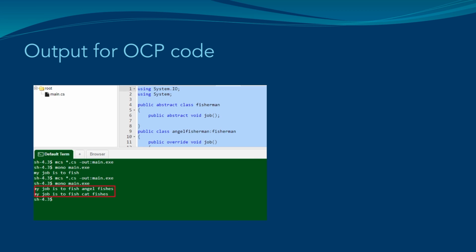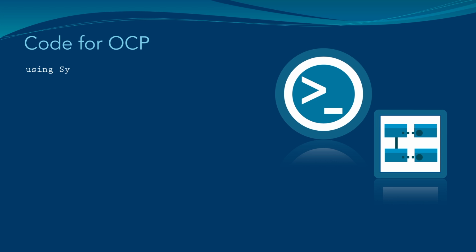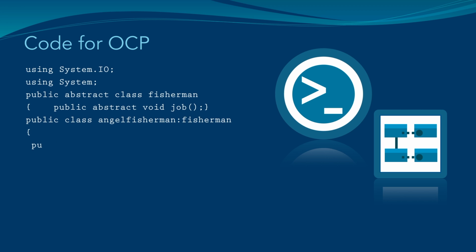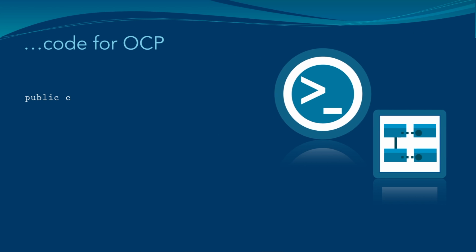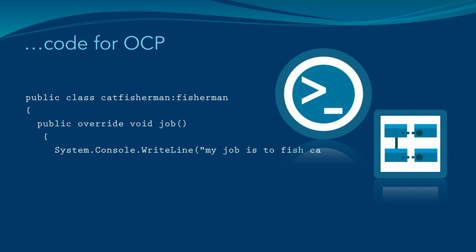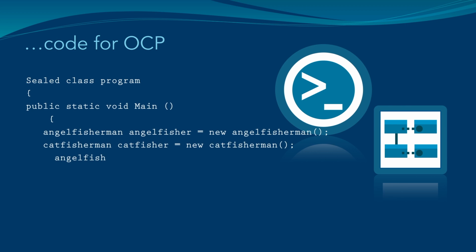Here we consider 2 types of fishes. The first one, angelfish, the second one, catfish. To implement this, we have 4 classes. The first one, the abstract class Fisherman, which provides the abstract method job. The second one, the class AngelFisherman, which overrides the job of the abstract class. The third one, the class CatFisherman, which overrides the job of the abstract class. The fourth one, the class Program, which implements the main method and is also sealed.